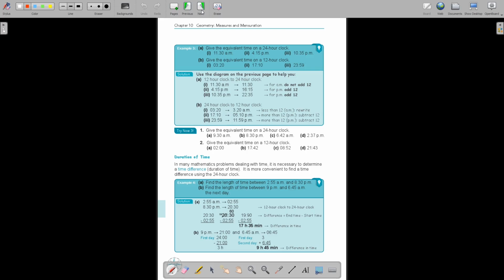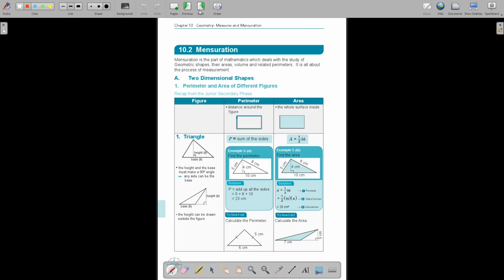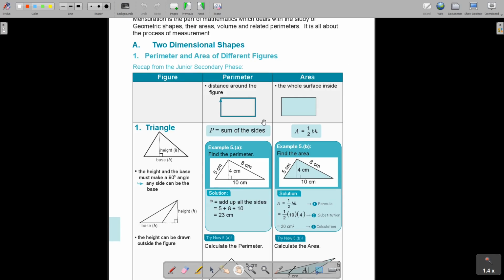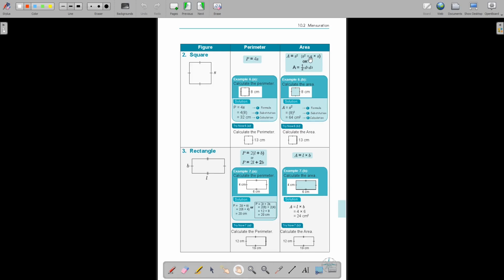Time usually is not so difficult, also not so much asked on this level, and I think you are more used to that than you think. Very important, this is coming from grade 8 and 9. Just make sure that you memorize these formulas. How do I work out the perimeter of a triangle, the area of a triangle? I'm not even going to go through it. I'm just showing you. It's a square. There's the formulas. Make sure you know it.